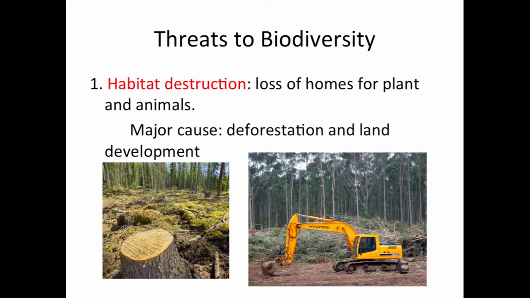And so when we are taking down all these trees, we are losing homes for certain birds and insects and other animals. And then we're taking that land and developing it into our own homes, cities, and towns. So we're taking homes away from plants and animals.